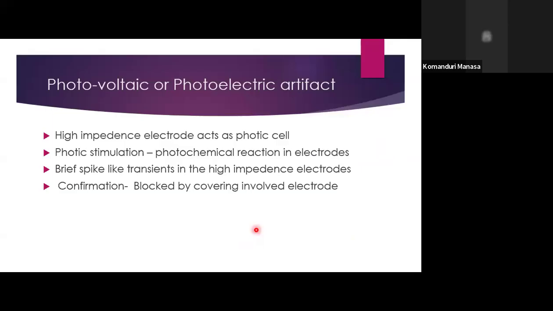Another artifact is the photoelectric artifact. This photoelectric artifact occurs during photic stimulation because of a photochemical reaction in the electrode. This occurs when there is a high impedance electrode. It appears as a brief spike-like transient in the high impedance electrode. This is confirmed by blocking or covering the electrode, which will rectify the artifact.